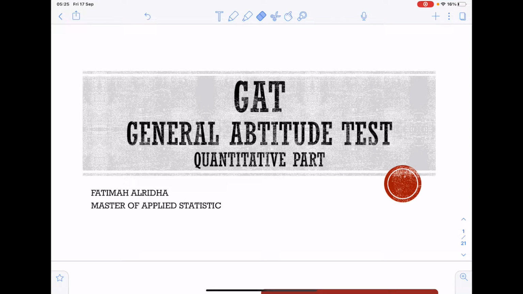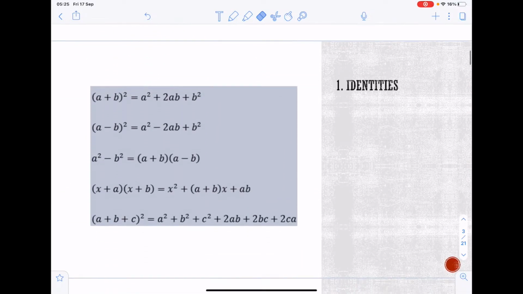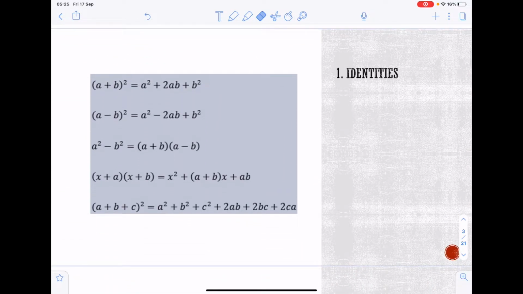Hi everyone. In this video, I will explain some principles and rules in algebra, which is the second section of the GAT test. Some topics that I'm going to talk about are the fundamental identities, linear equations, quadratic equations, exponent equations, absolute value equations, inequalities, and systems of equations. So the first one is the fundamental identities.